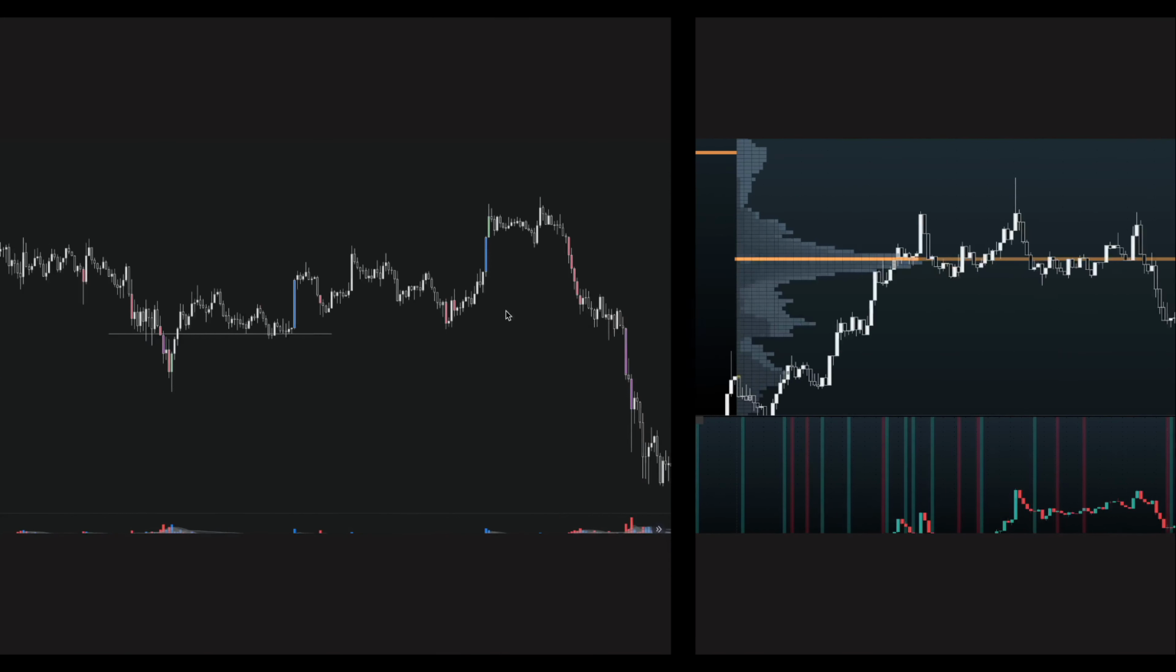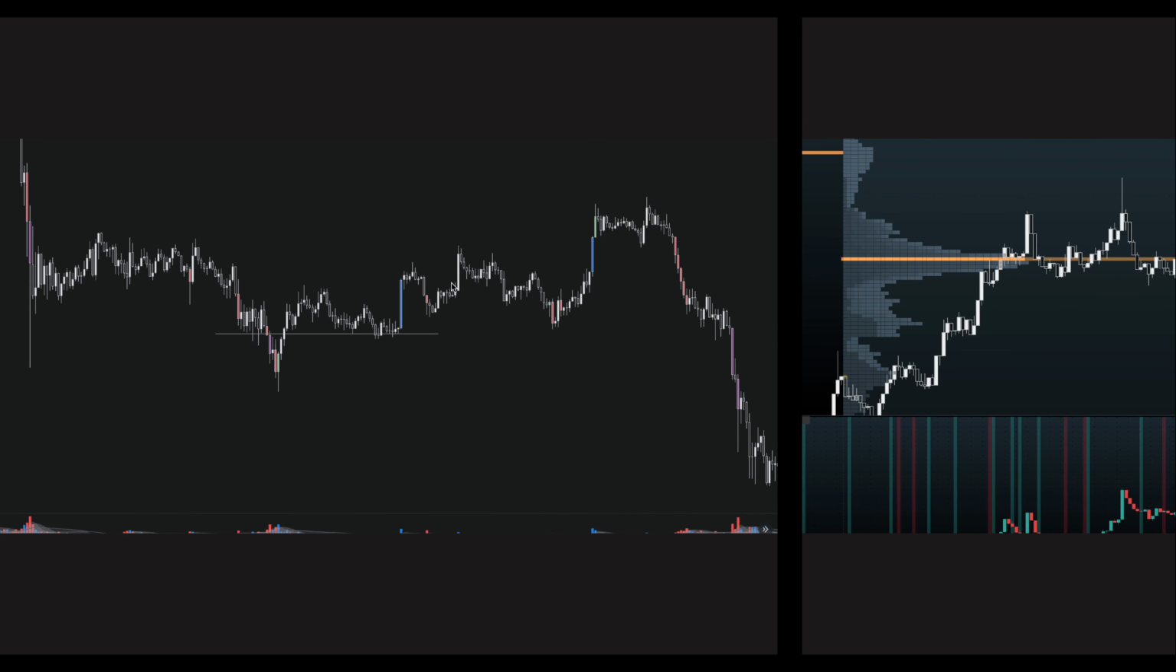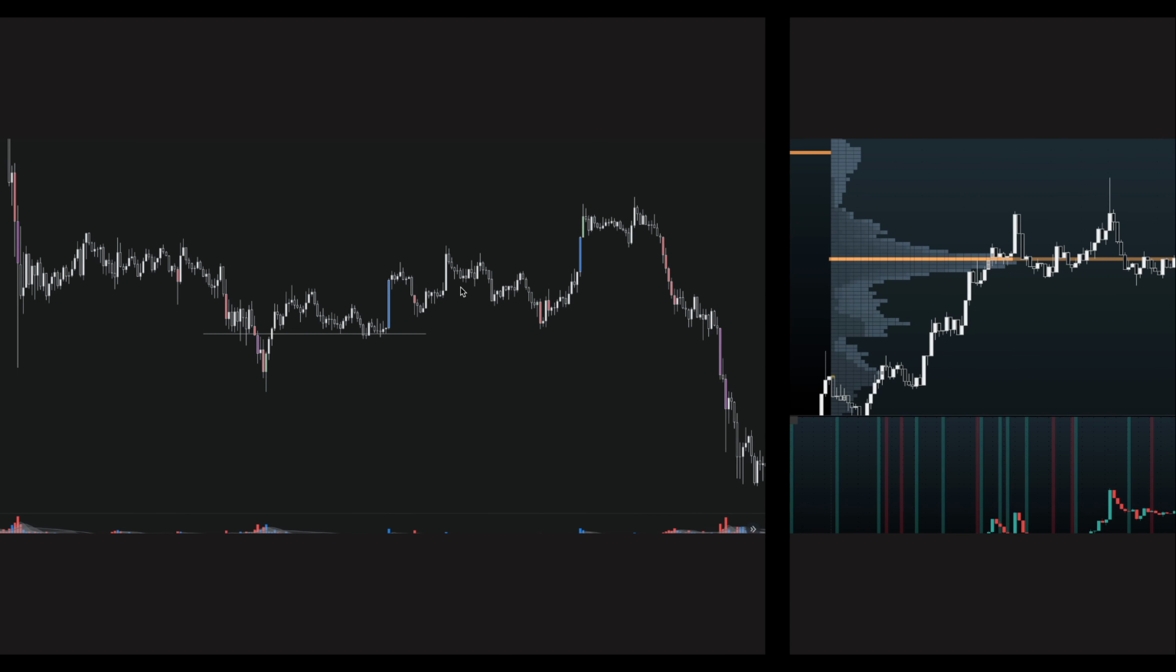Here the market kind of went, so this is not the best example. Here the target got reached, but if you would be trying to run this for whatever reason all the way up here, you would basically enter here and then you would most likely get stopped out.